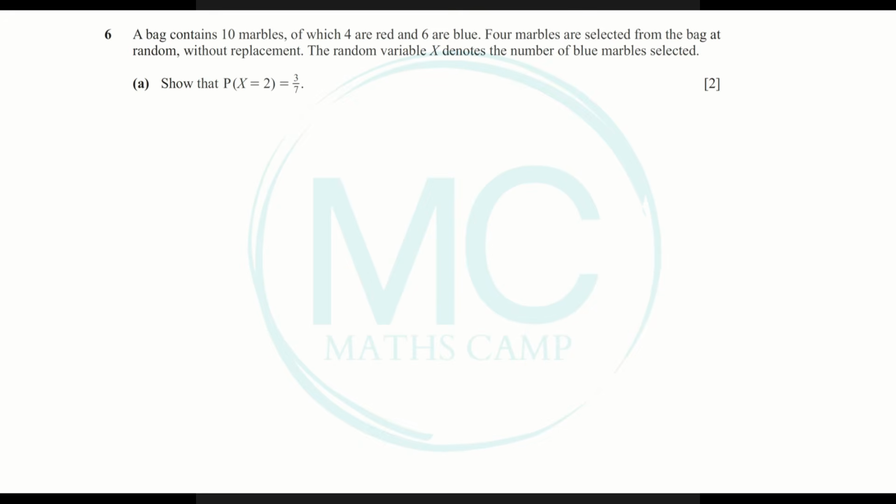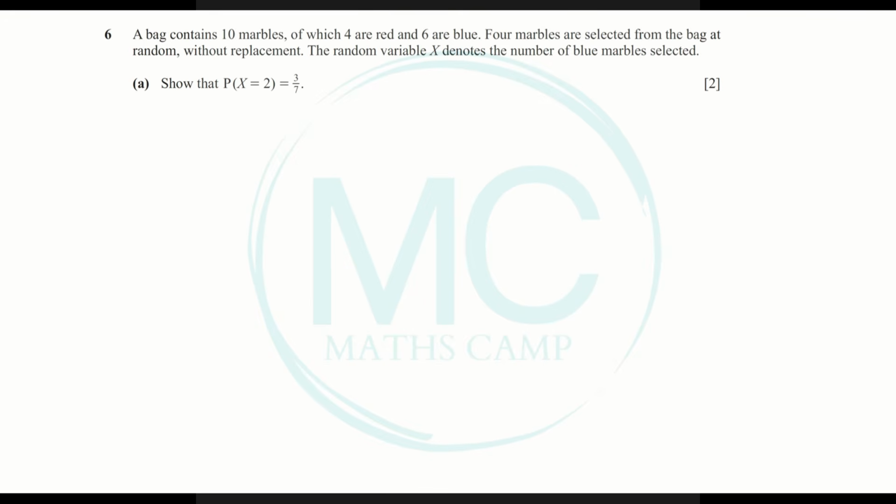Question 6 tells us that a bag contains 10 marbles, of which 4 are red and 6 are blue. 4 marbles are selected from the bag at random without replacement. The random variable x denotes the number of blue marbles selected. Part A says show that the probability that x is equal to 2 is equal to 3/7.